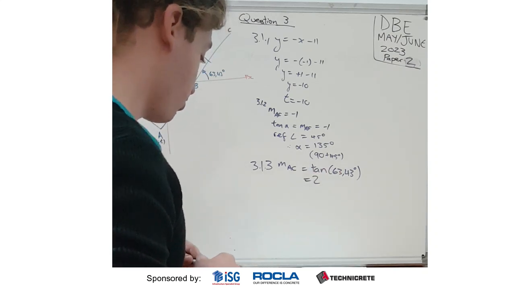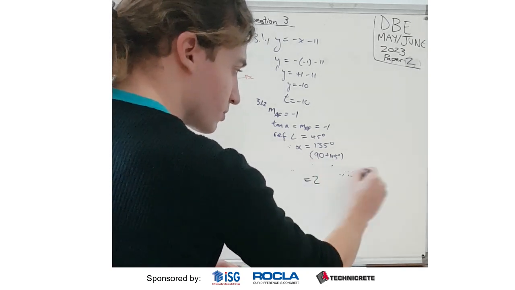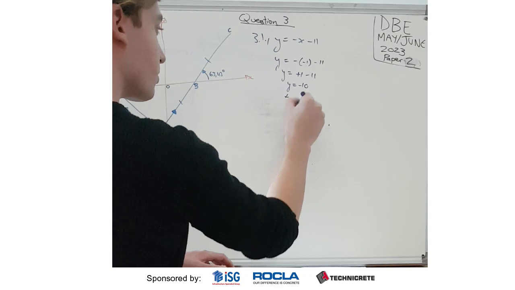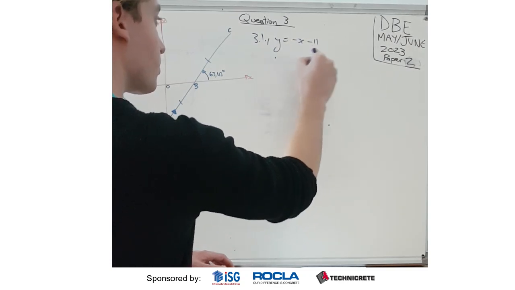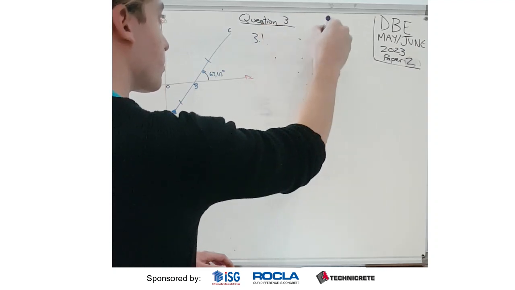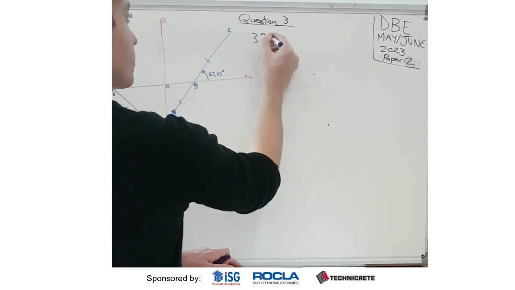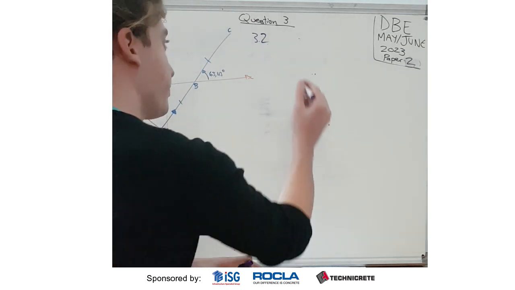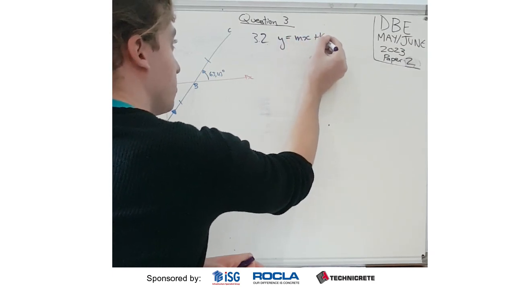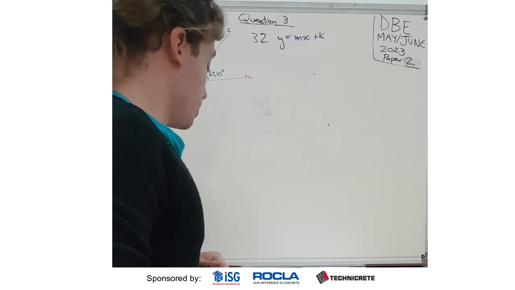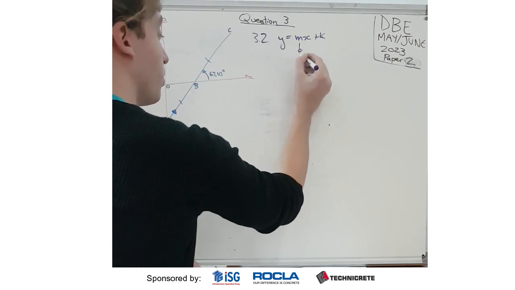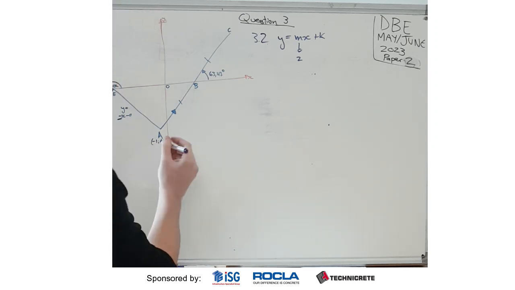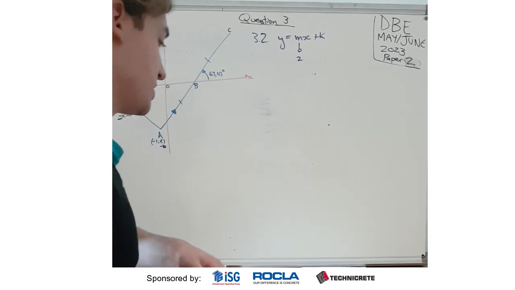I'm going to erase this to look at question 3.2. Okay, question 3.2. Determine the equation of AC, this line here, in the form y is equal to mx plus k. So we actually already have this m. We calculated it in the previous question, and we know it's just 2. And we have a point already. Remember, we discovered that t is equal to -10. So this is fairly easy.